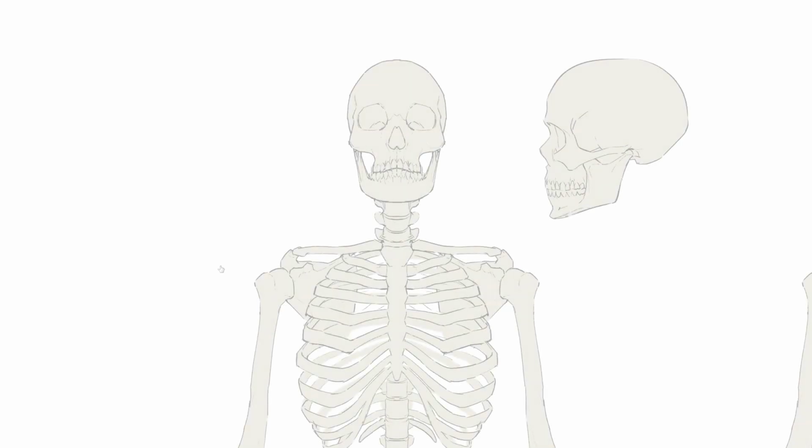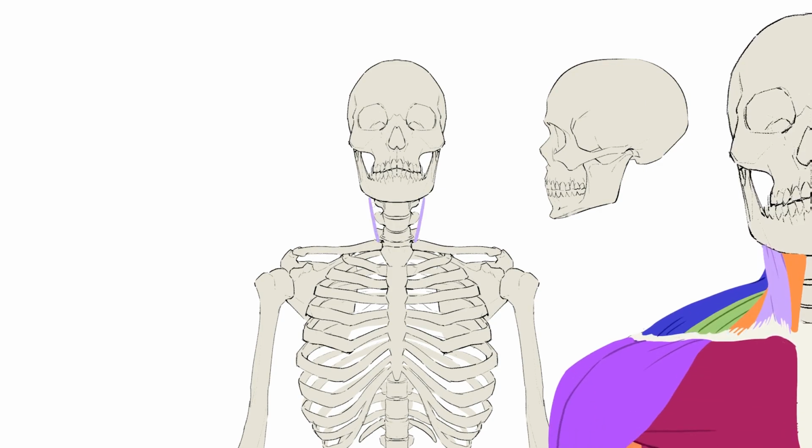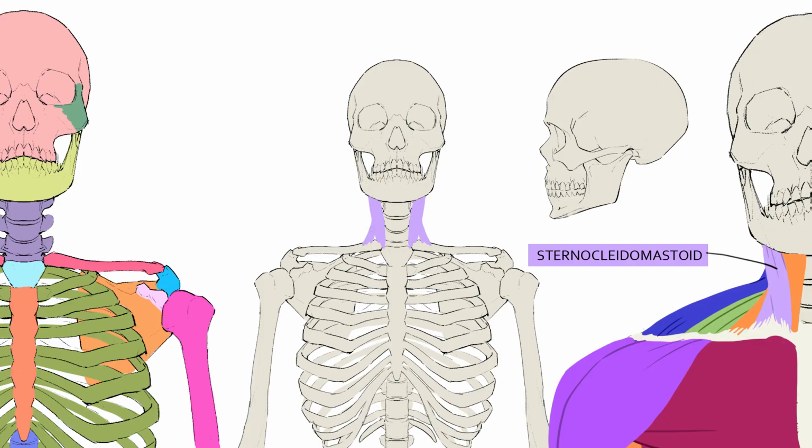For the sake of simplicity, I'm going to be skipping over the head muscles and starting straight with the neck. The most important and most visible muscle that we'll talk about in the neck is the sternocleidomastoid. This muscle derives its name from the various origin points it connects to, including the sternum, the clavicle, and the mastoid part of the temporal bone on the skull.